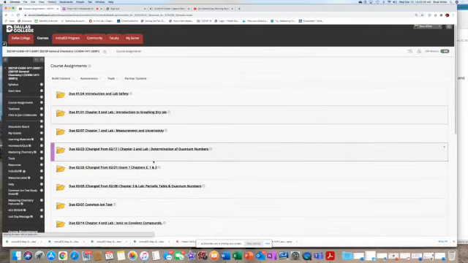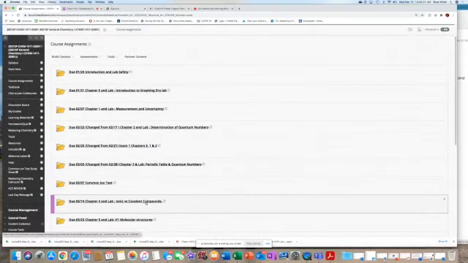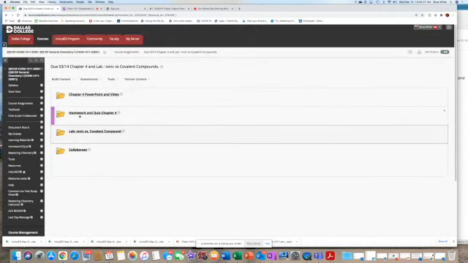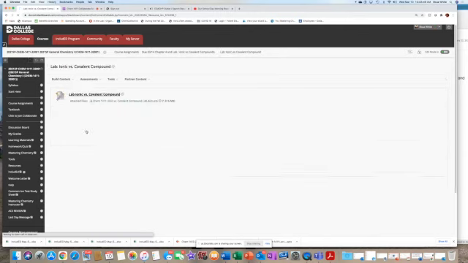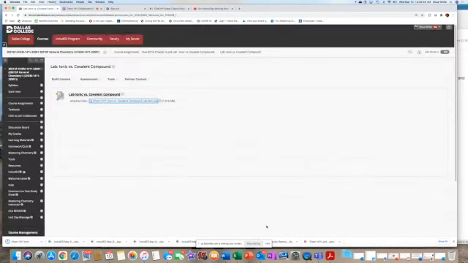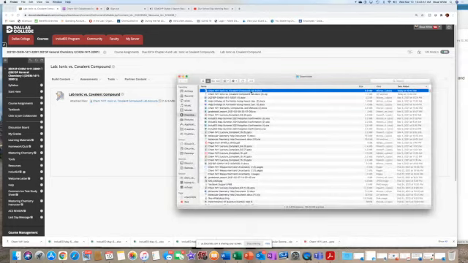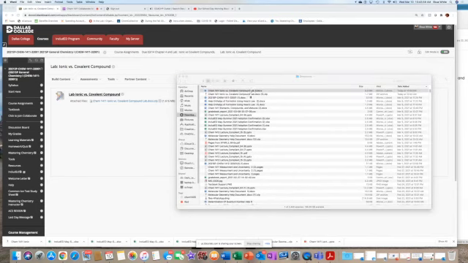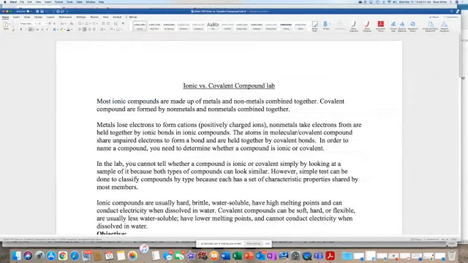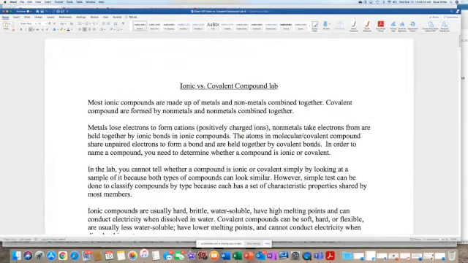I think the lab is posted here. Where is it? Where is the lab? There. Ionic A and ionic B compounds. Okay, I guess this was bouncing. That means it's somewhere in here. Oh, there it is. It should just open. Okay, right there. So hopefully you can see my screen, right?